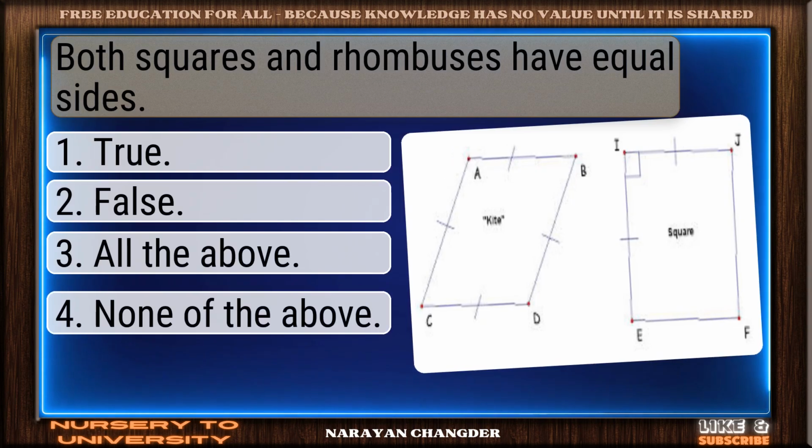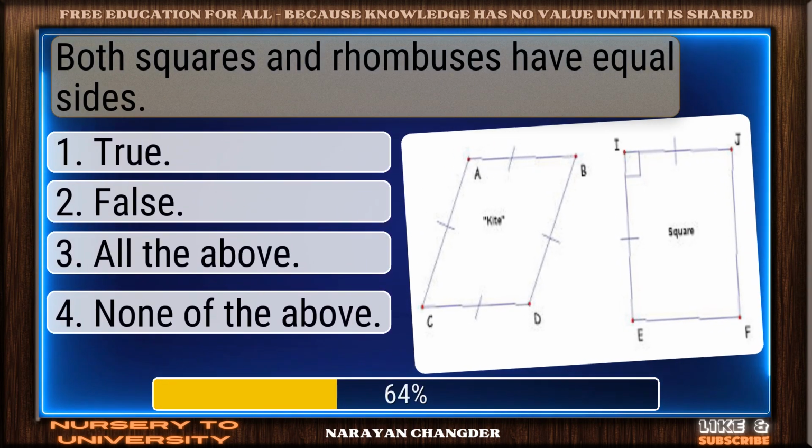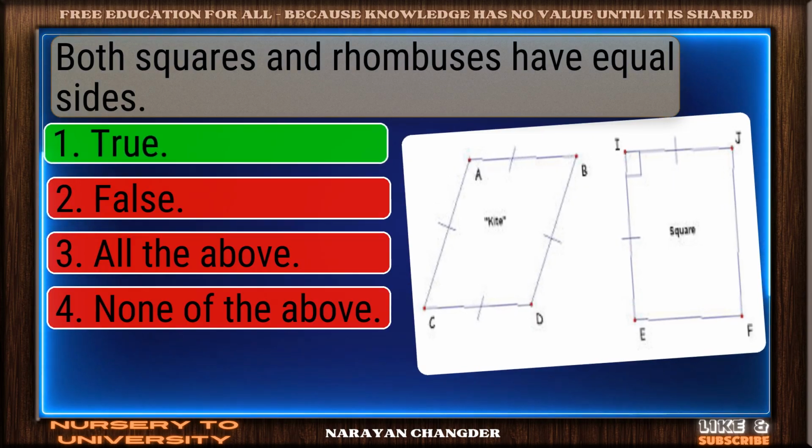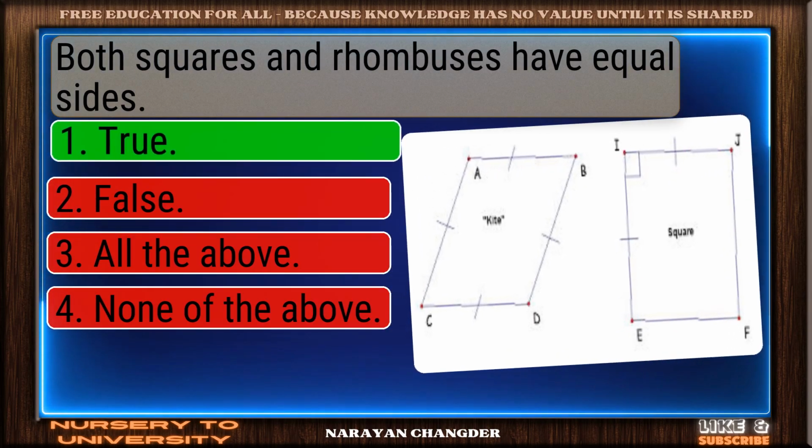Question number 24. Both squares and rhombuses have equal sides. Correct response. True is the most accurate answer.